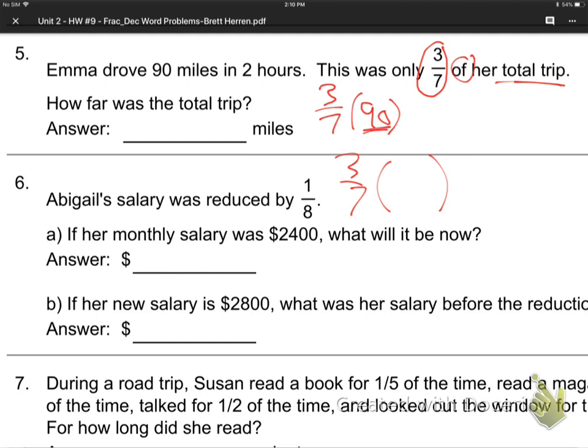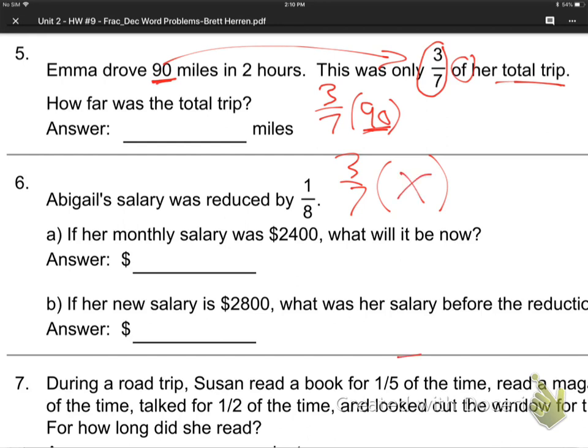So is 90 the total trip? No. The 90 is just the part that was 3/7. It's not the total trip, right? She drove 90 miles, but this was only part of her total trip. This was only 3/7 of her total trip, say the words, right? So I don't want to take 3/7 of 90, because the words say, take 3/7 of her total trip. And 90 is not the total trip, that's just the part, isn't it? So what am I going to take 3/7 of?